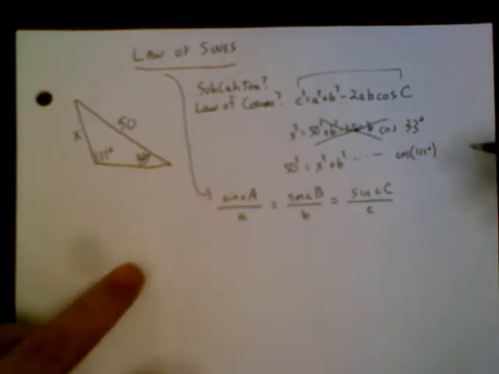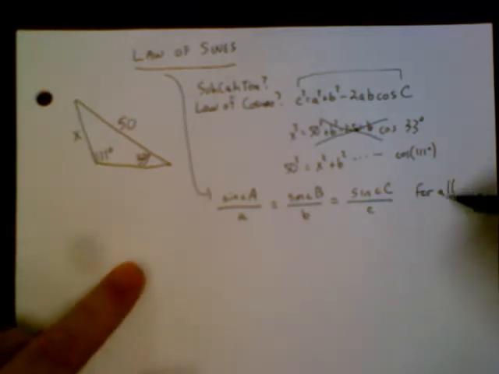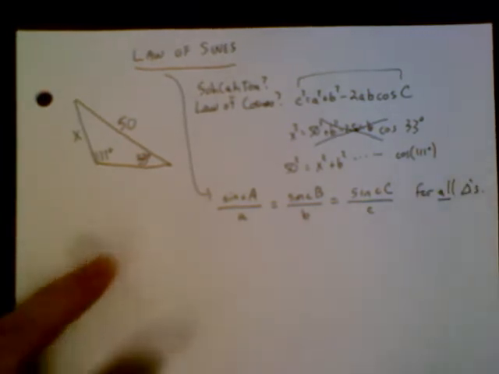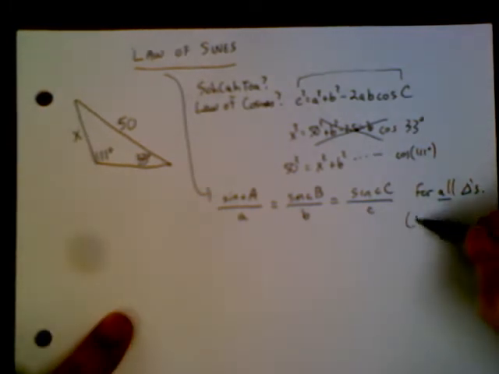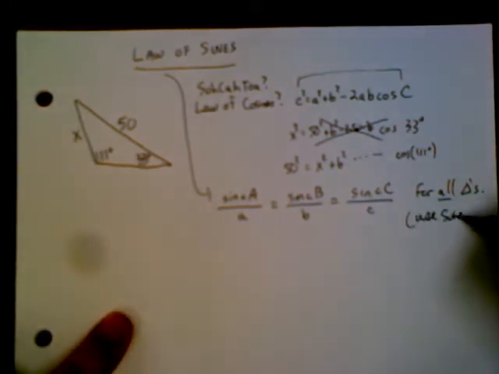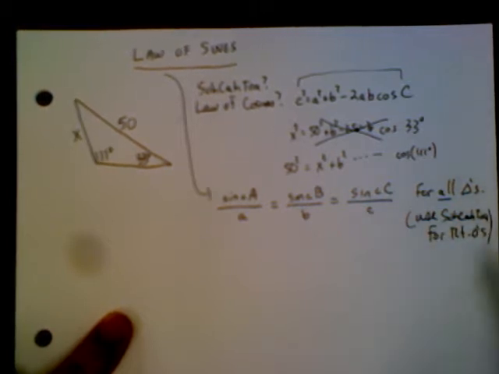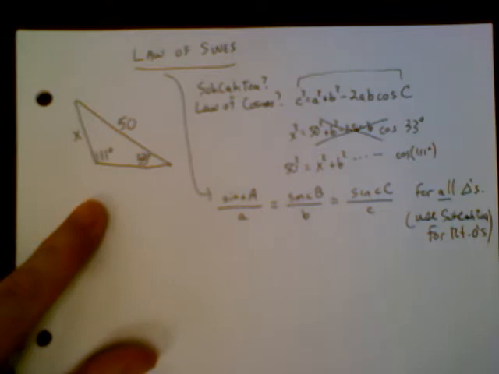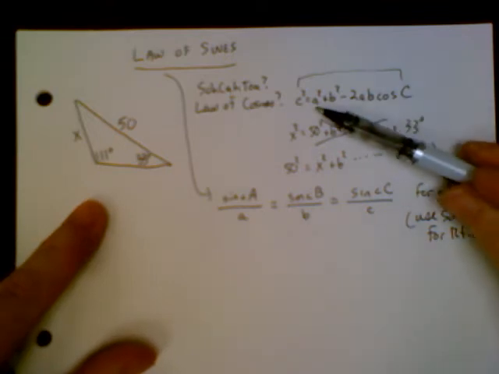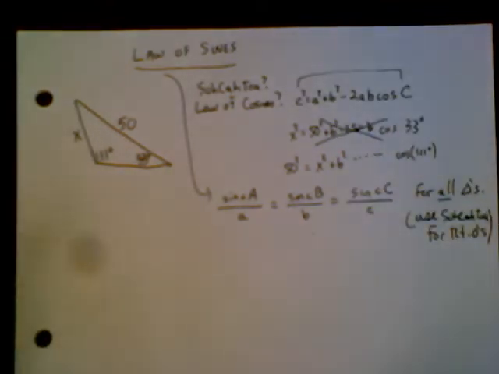This is for all triangles. It will even work for right triangles, but I would still use SOHCAHTOA for right triangles. SOHCAHTOA is still the easiest thing available for right triangles. If it's not a right triangle, you're going to have to use the law of cosines we learned the day before, or the law of sines that we're learning right now.